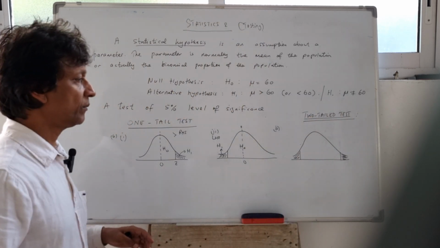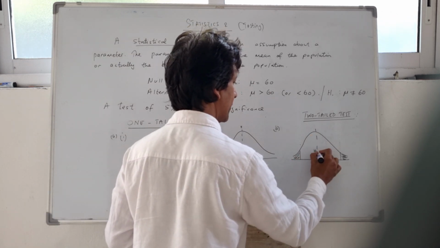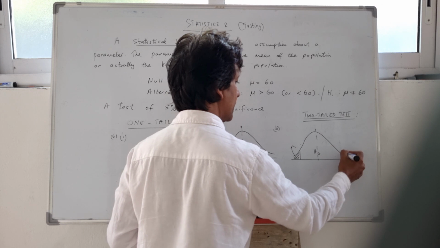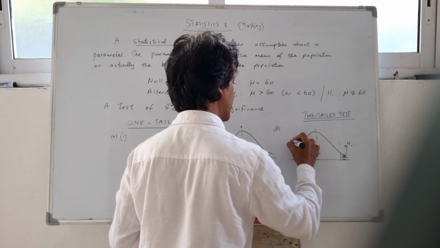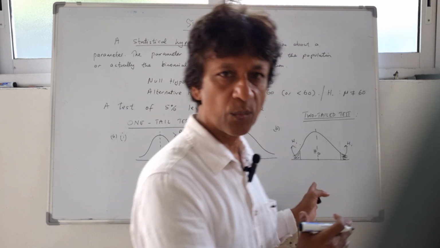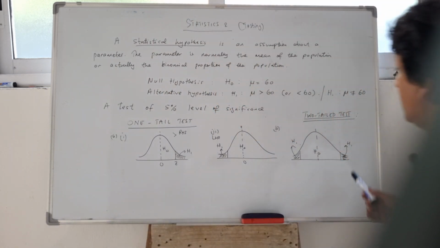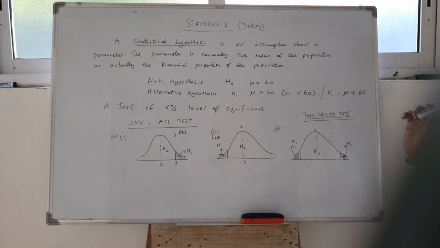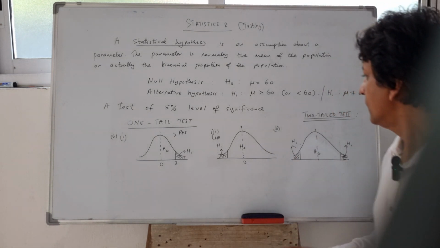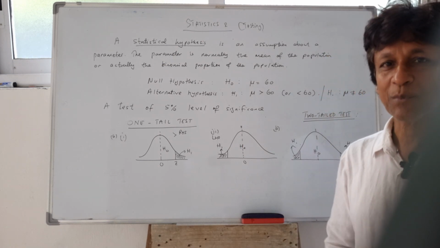All right, so this is going to be your H0, and whatever is in this region here is H1. Anything outside the unshaded region is going to be the H1. And this is what we understand when it comes to the introduction of statistical hypothesis testing.